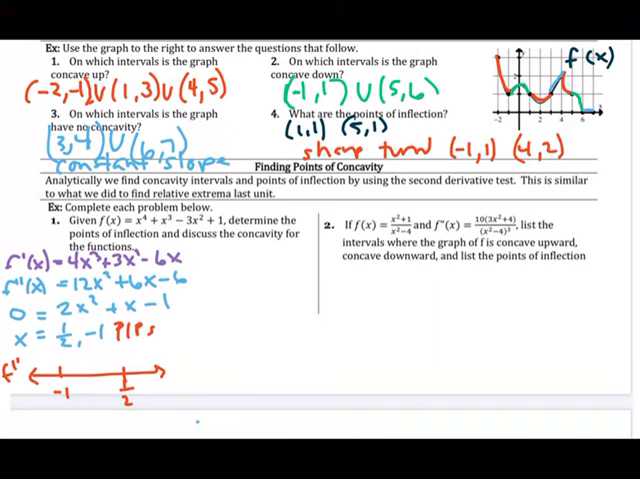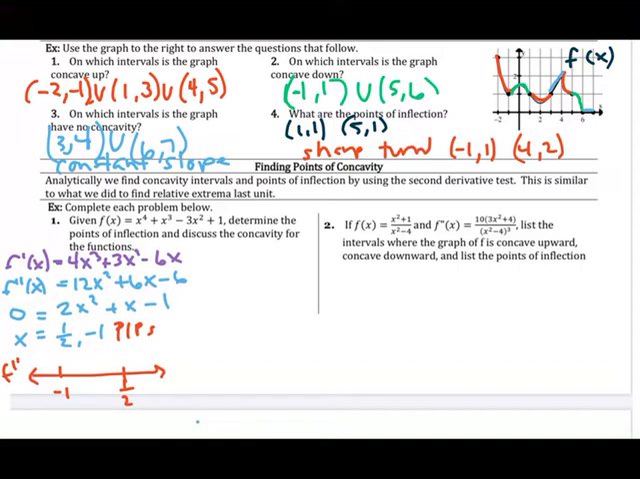So the first derivative is 4x to the third plus 3x squared minus 6x. The second derivative, 12x squared plus 6x minus 6. We're going to set that equal to 0. That's going to give us that x equals 1/2 and -1. The second derivative is defined everywhere, so there's no other values that could be inflection points besides 1/2 and -1. So those are our PIPs, our possible inflection points.